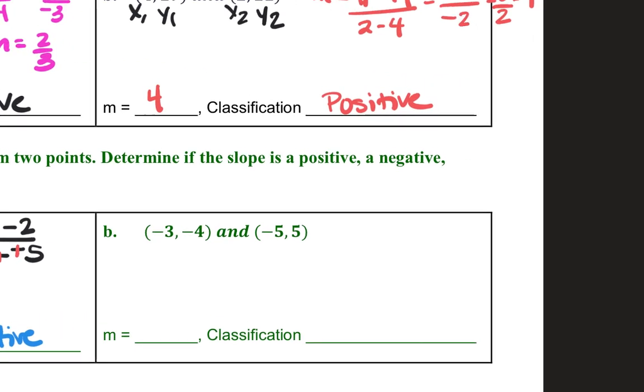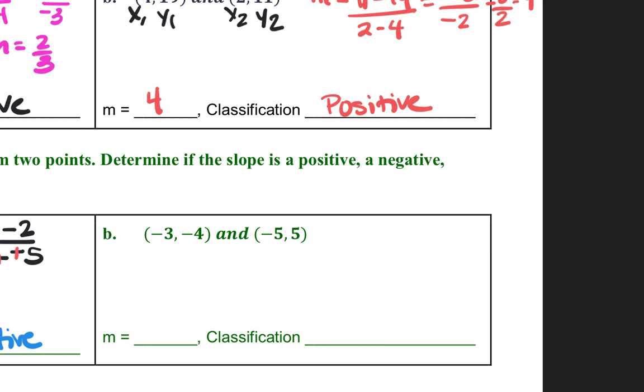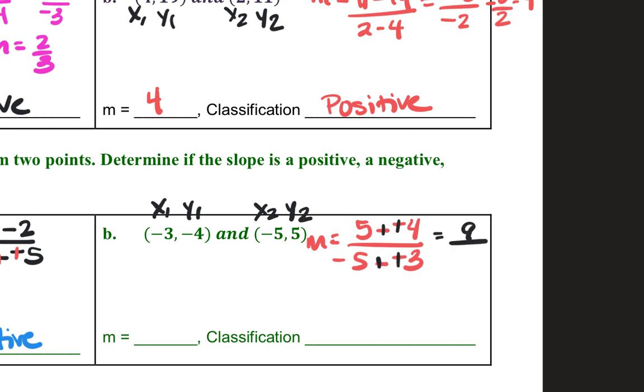All right, let's look at B. So again, x1, y1, x2, y2. All right, so I'm going to go ahead and go through. I'm going to do my y2. That's 5 minus a negative 4. And then my x2 is -5, and then x1 is a -3, so minus a -3. So again, that double negative, make sure you turn it into a positive. So 5 plus 4 is 9, and -5 plus 3 is -2.